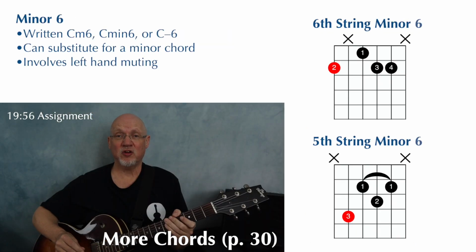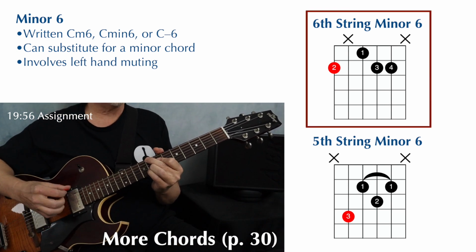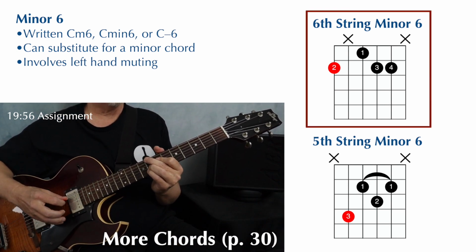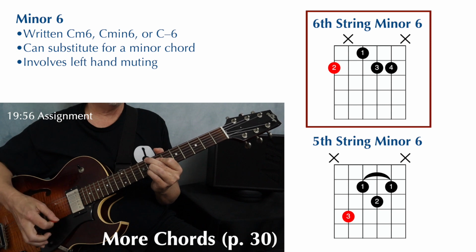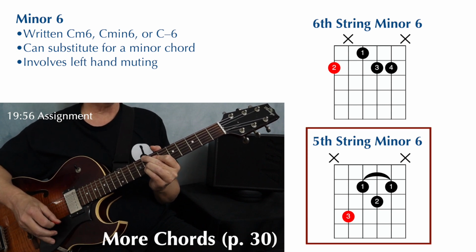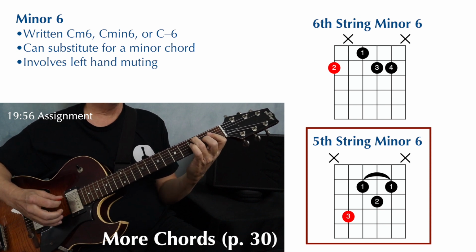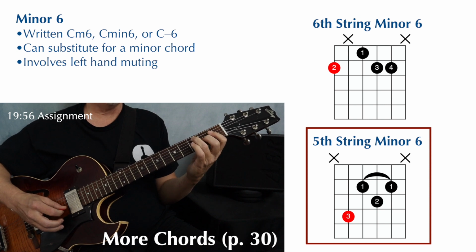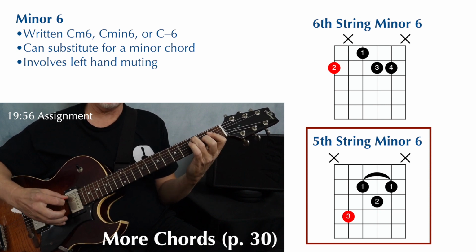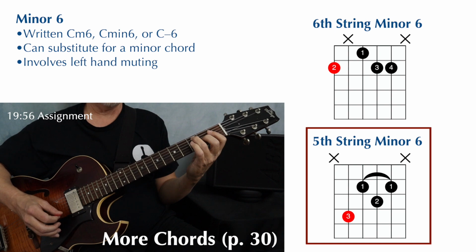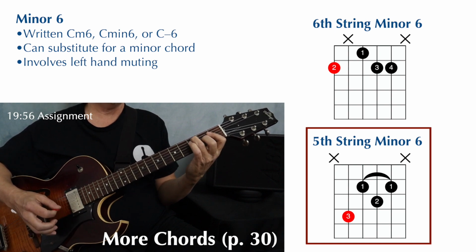You can often substitute minor 6 chords for minor chords. Here's a minor 6 with the root on the 6th string, finger 2, 1, 3, 4, and again muting strings 1 and 5. And another minor 6 shape with the root on the 5th string, finger 3, 1, 2, and 1. So finger 1 is barring strings 1 through 3, and we are muting 1st string and 6th string.